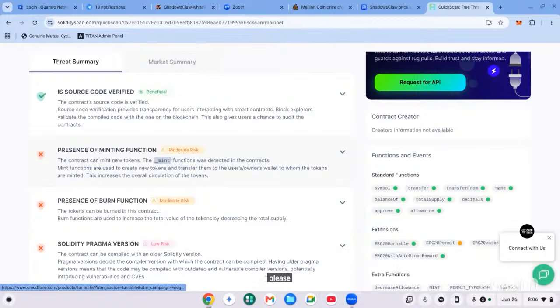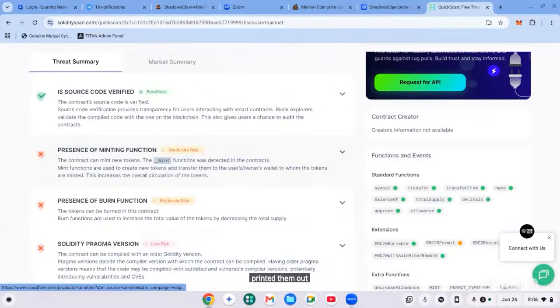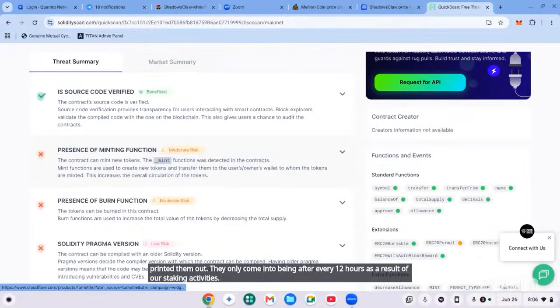Please let me take that again. If you are buying any token on the market and they say the token has been minted already, but you check the contract and you see that it contains this minting feature, then you have a cause to be worried. But if you have a token like this, or all the Olympus down protocols, the tokens are not pre-existing. They have not printed them out. They only come into being after every 12 hours as a result of our staking activities. So this feature is a positive feature, but of course, this is a general thing that they do, and they have to warn you on that.